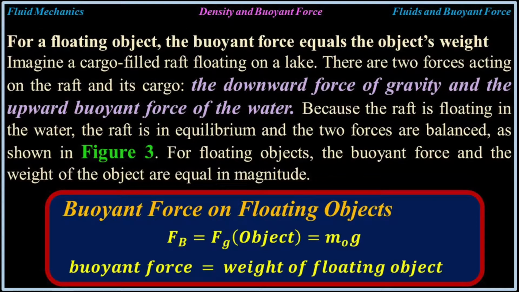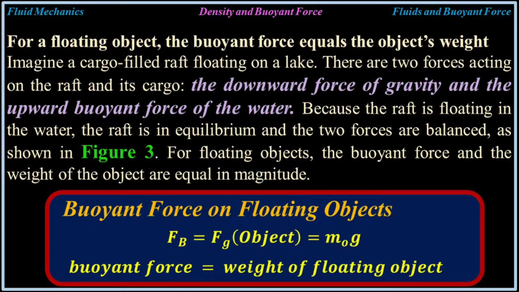For a floating object, the buoyant force equals the object's weight. Imagine a cargo-filled raft floating on a lake. There are two forces acting on the raft and its cargo: the downward force of gravity and the upward buoyant force of the water. Because the raft is floating in the water, the raft is in equilibrium and the two forces are balanced, as shown in figure 3. For floating objects, the buoyant force and the weight of the object are equal in magnitude.